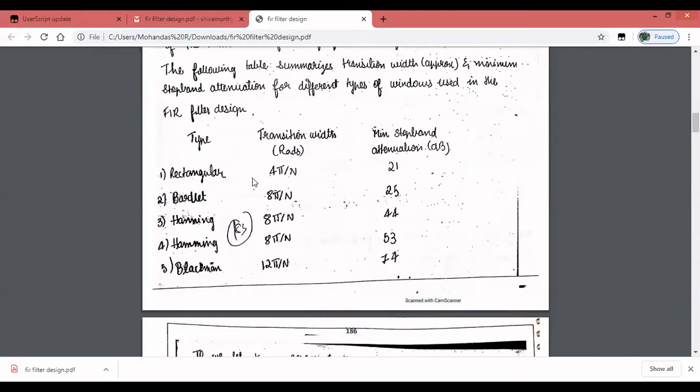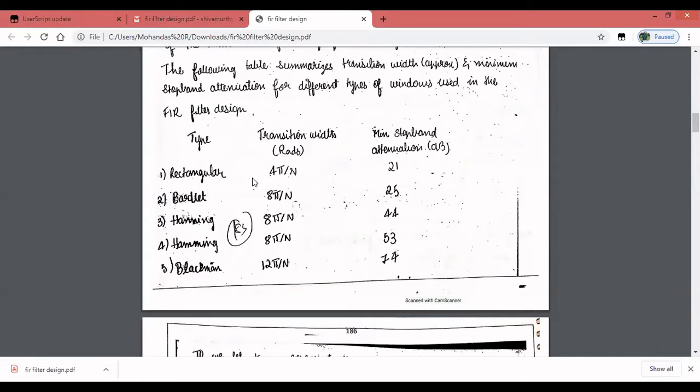Okay, so whenever they give you the details in the numerical, if they give you the stop band attenuation, depending upon the stop band attenuation I have to select which window to use. For example, in the given problem, if the stop band attenuation is 30, I have to go for the value which is near to that 30. It's near to 25, so I can start from the Bartlett window to the Blackman window.